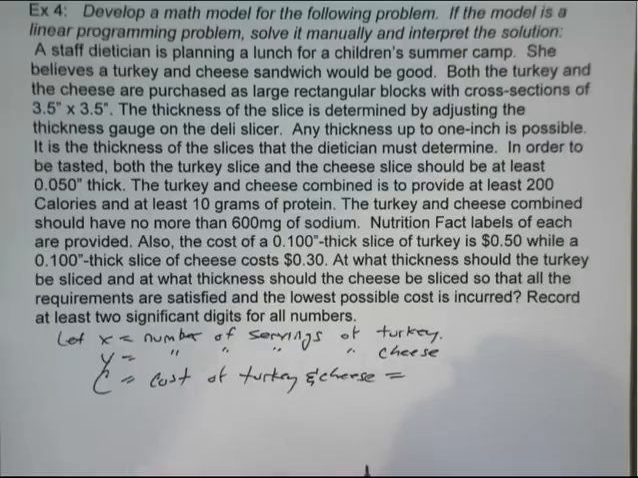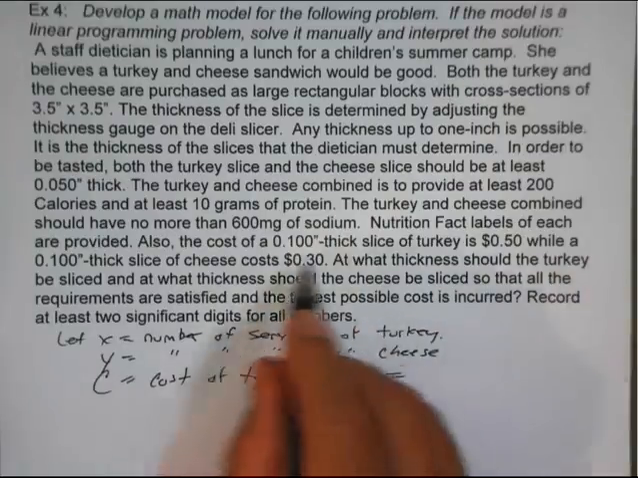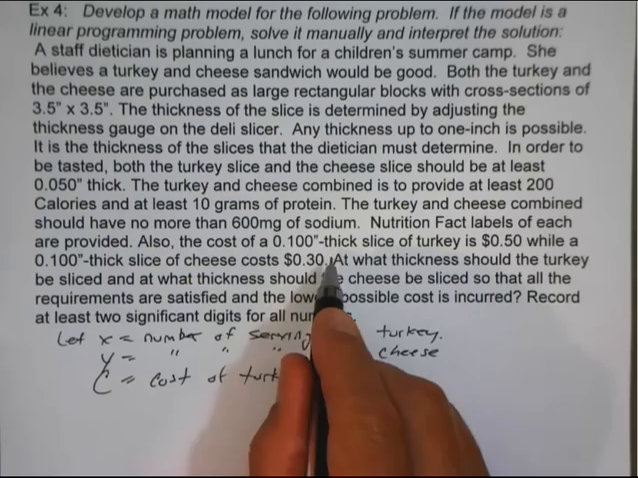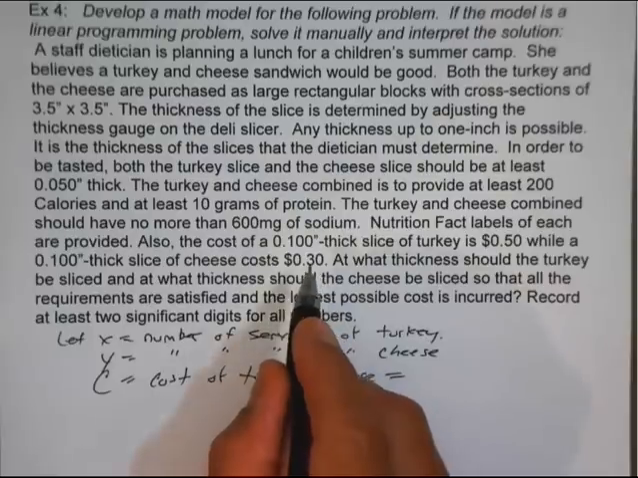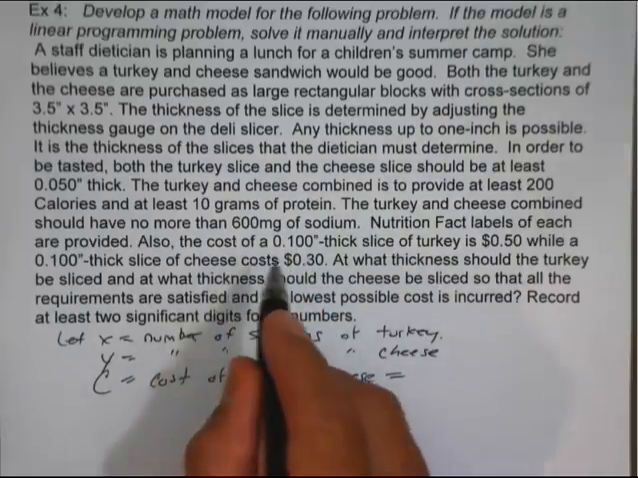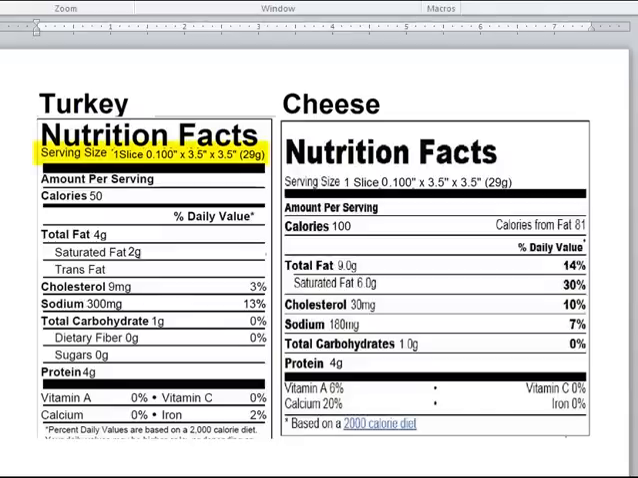We did say that we were going to let X and Y be the number of servings of turkey and cheese respectively. The cost information available to us says up here, the cost of a 100 thousandths inch thick slice of turkey is 50 cents, while a 100 thousandths inch thick slice of cheese costs 30 cents. Let's see if we can get this in terms of servings. Let's go back and look at that. In the case of the turkey, a serving size happens to be a slice 100 thousandths by 3.5 inch by 3.5 inch. That matches up exactly with the cost that has been described. And as far as the cheese goes, its serving size is also 100 thousandths by 3.5 inches by 3.5 inches.